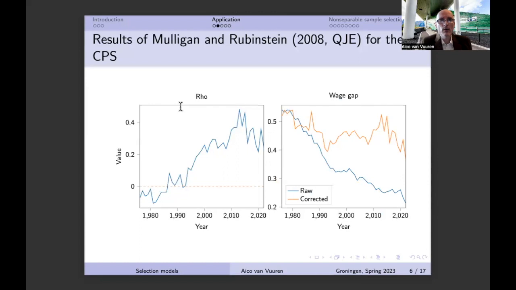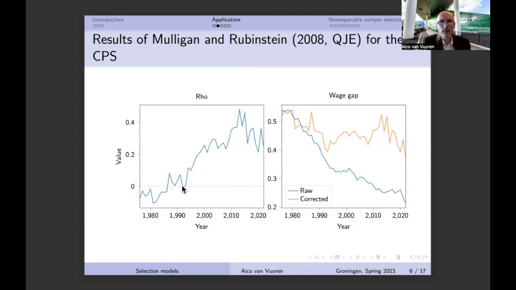Well, then I would like to go on with the application, and that application is from Mulligan and Rubenstein. This is from a paper published in 2008 in the Quarterly Journal of Economics, and what they actually do is estimate the Heckman selection model for different years. So for every year that we have with respect to the CPS, they have been estimating the Heckman selection model.